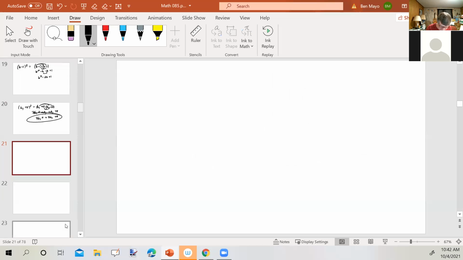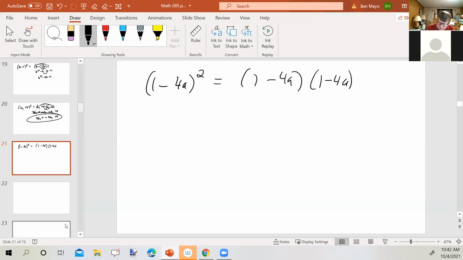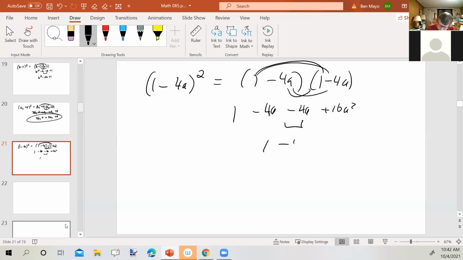Let's see, how about this one? 1 minus 4a, the quantity squared, is 1 minus 4a times 1 minus 4a, which is 1 minus 4a minus 4a plus 16a squared, which is 1 minus 8a plus 16a squared, or 16a squared minus 8a plus 1 if we were to write it in standard form, descending powers, that is.